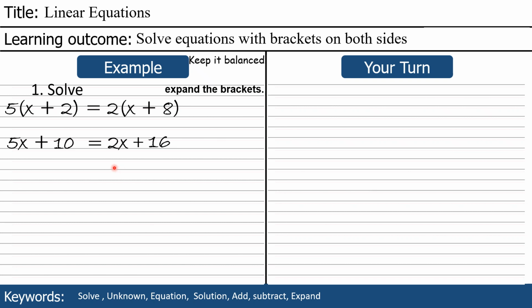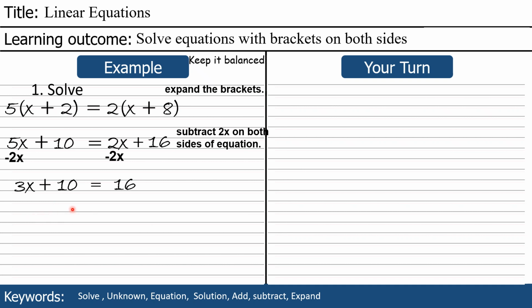So we undo add 2x here, which is subtract 2x. And on the left hand side of the equation, we have to subtract 2x just to ensure that our equation remains balanced. Now we have 3x add 10 equals 16.